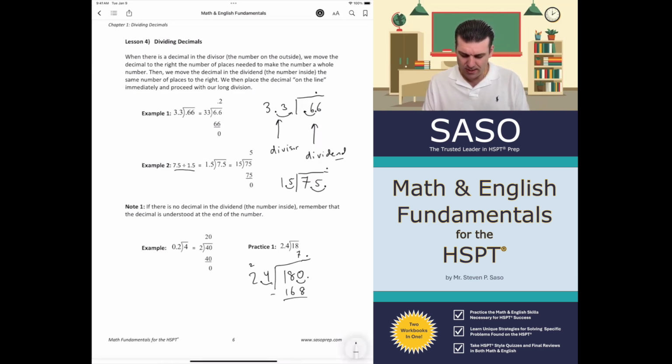This is looking right so far. So we're going to borrow from this 8 here. That becomes a 7. This 0 becomes a 10. 10 minus 8 is 2. 7 minus 6 is 1. So we have a remainder of 12 here, which is less than 24. So that's good. That's what we're looking for.